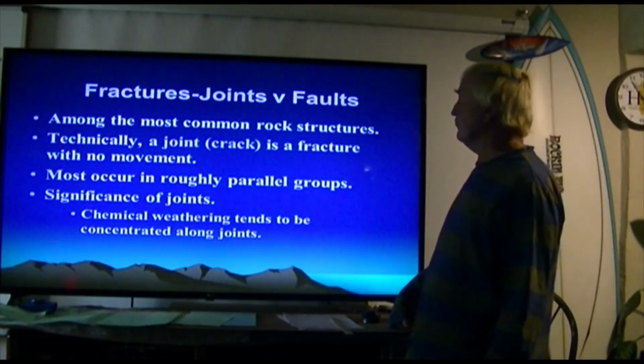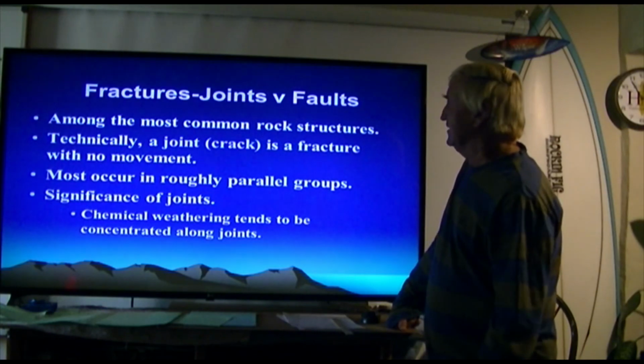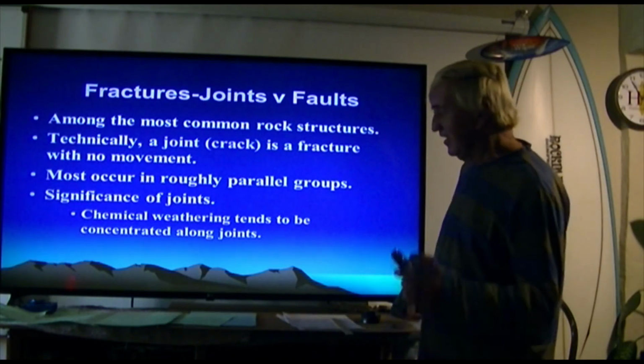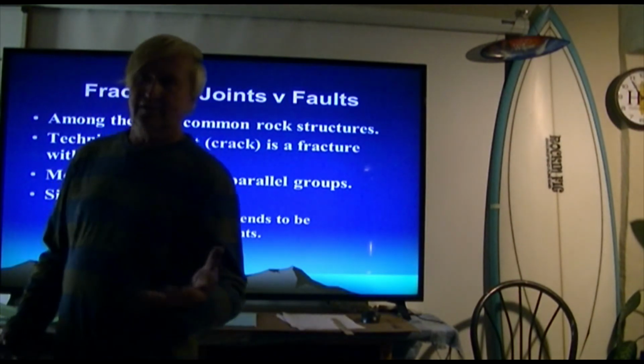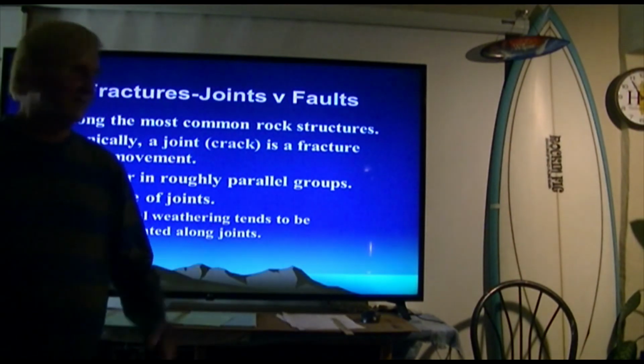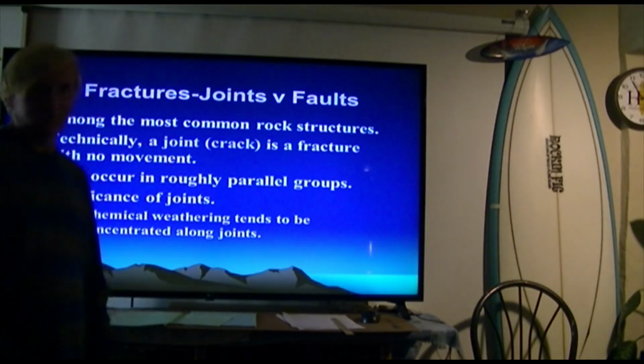So what's the difference between fractures and joints? Well, this is the thing, geology has some weird terms. Plutons, joints. Okay, joint. In the 1960s, we called a joint something else, right? What did they call it back then?